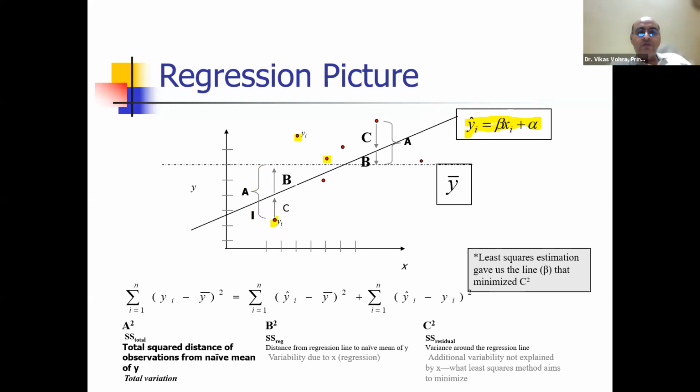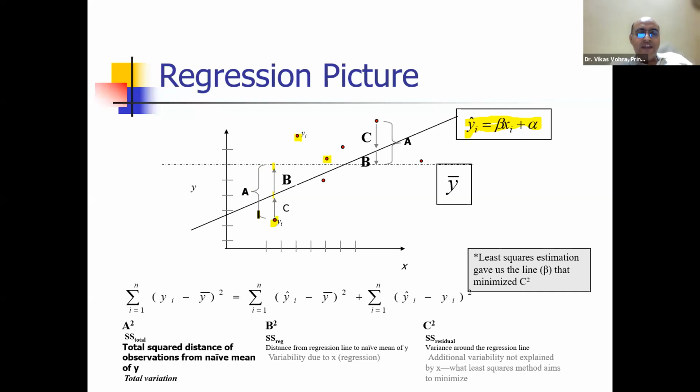If we take what is due to the regression X, so that means from this value of X to the average, how much is the deviation square? We say B is the regression effect. And square of it we take, so it is B square. And whatever is remaining out of this, if A is total, B is due to regression, then C square is whatever additional variability which has not been explained, and this is the residual.